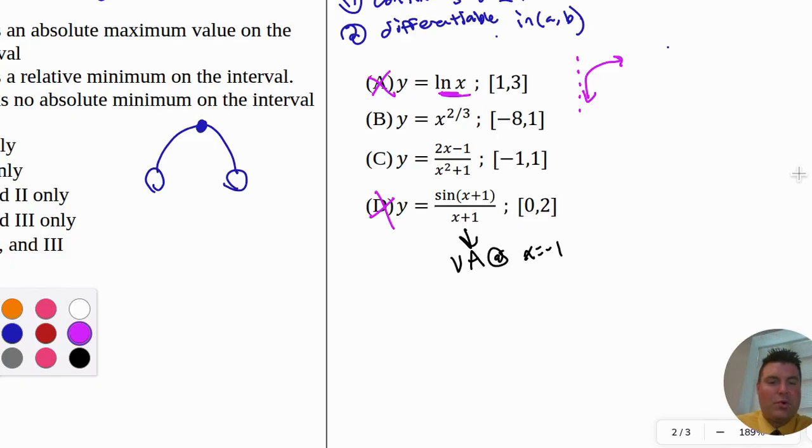If I do a quotient rule, I don't want to waste your time doing the quotient rule for this one. You can try it on your own. But you're only going to be not defined at x plus 1 squared in the denominator of the quotient rule. Everything in the numerator would be totally fine. So I'm actually good to go there. For C, I have no vertical asymptote. If I do the quotient rule, the same thing's going to happen that I just talked about with D. No problem there.